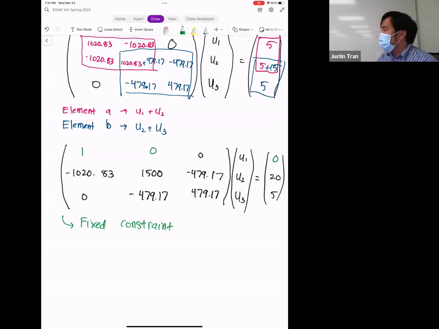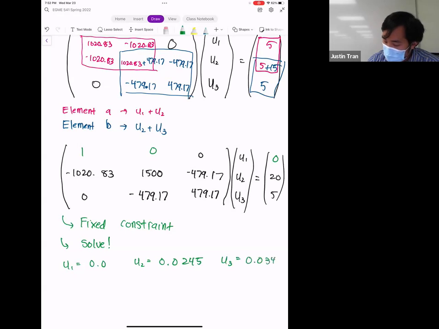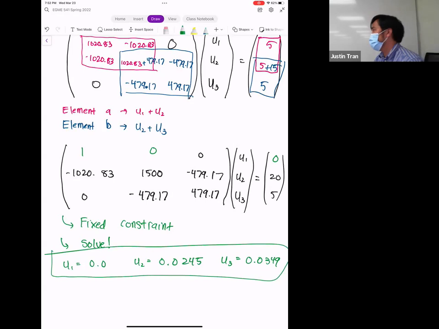Now we can finally solve this system. And what we get is U1 is equal to 0.0, U2 is equal to 0.0245, and U3 is equal to 0.0349.